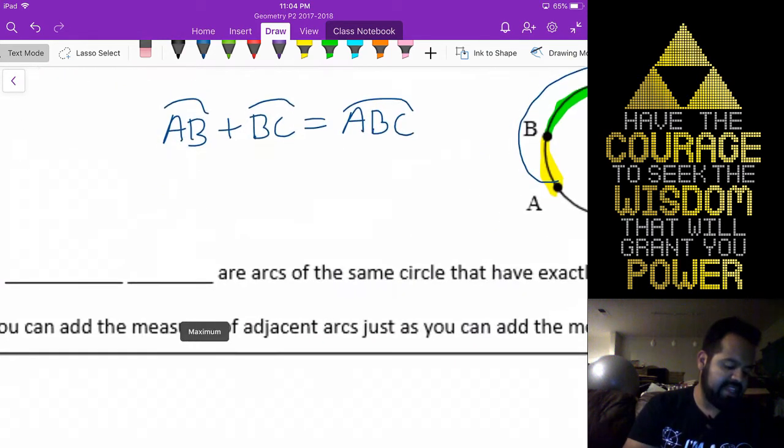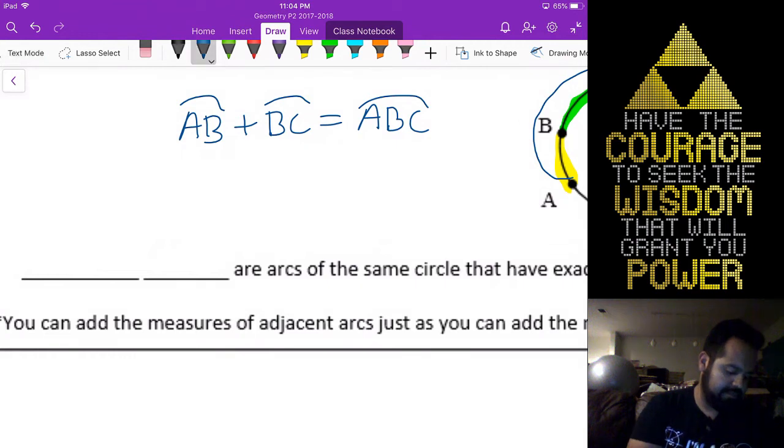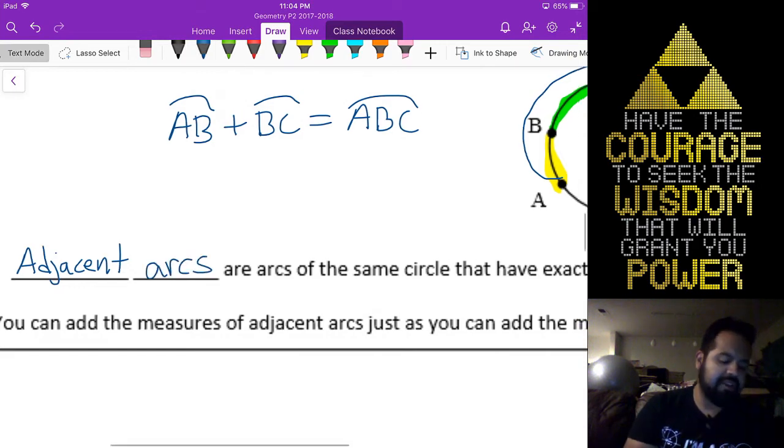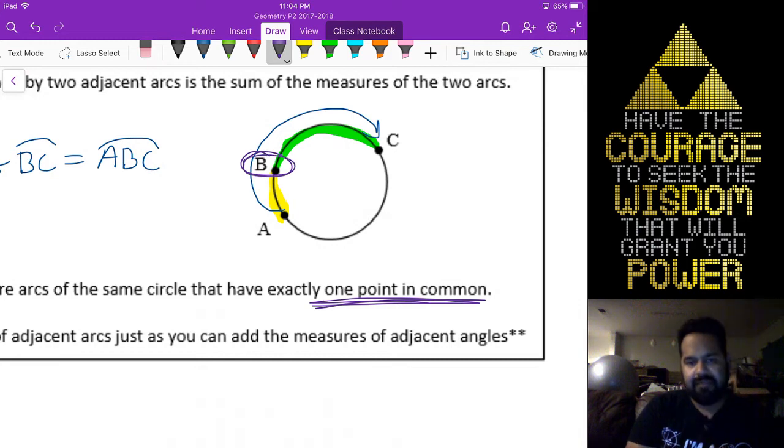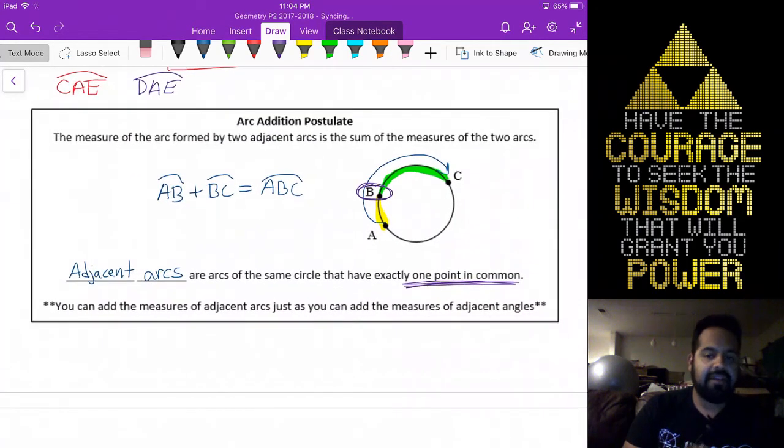And again, we say that adjacent arcs are arcs that have the same point in common. In this case, the exact one point they have in common is B. So we're going to go ahead and use this postulate to help us with our next example.